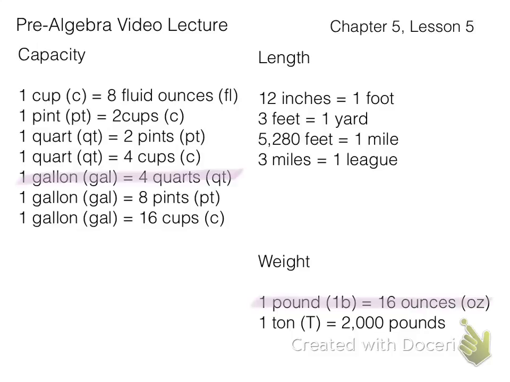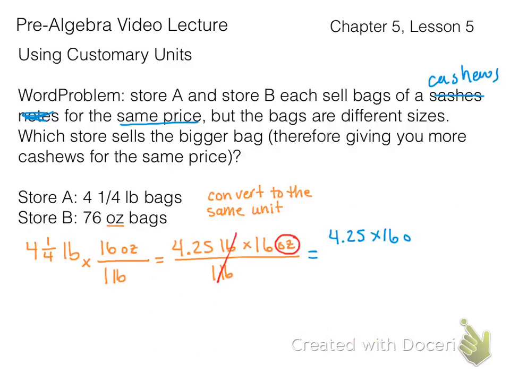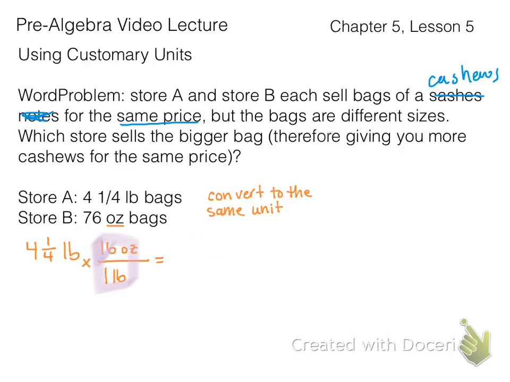There are 1 pound equals 16 ounces. So there's my conversion factor right there. 1 pound is equal to the same amount as 16 ounces. And you guys see how they're diagonal? They are diagonal. And remember, we're multiplying fractions, so this is the equivalent of 4 1/4 pounds over 1.